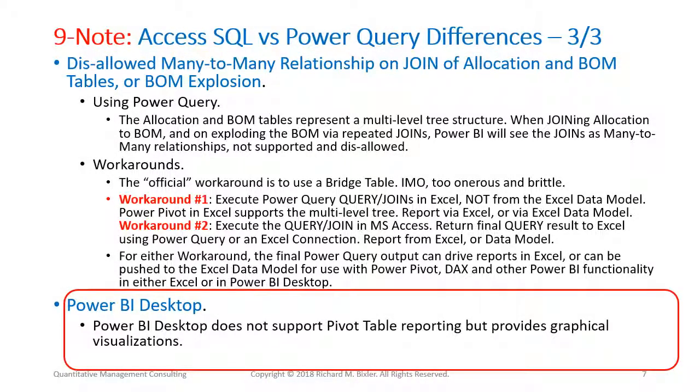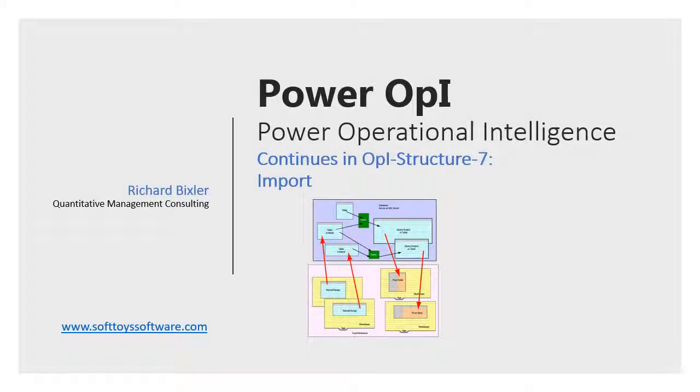Power BI Desktop doesn't support pivot table reporting, so you have to do that reporting from Excel or via the Excel Power BI Power Pivot. Excel supports most, if not all, the graphical reports that Power BI Desktop supports. This OPI structure sequence continues in OPI structure part 7, import.